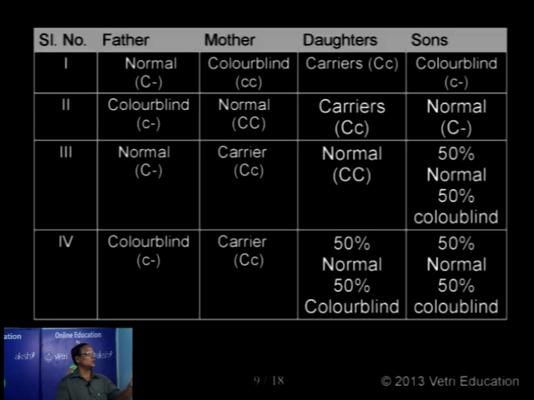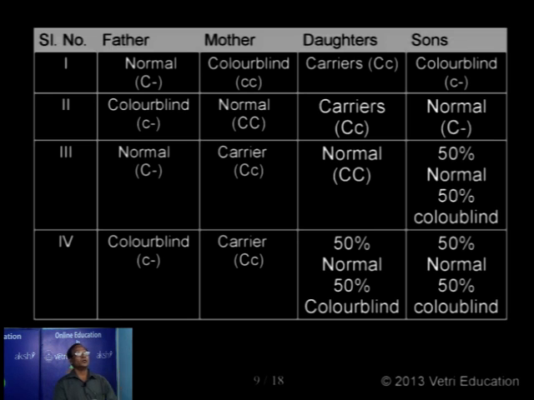Now you take the reciprocal cross. Here the second one, father is colorblind and mother is normal. Here you see again there is contradiction. So always opposite, the son is always opposite. So when father is colorblind, definitely the son will be normal. This is a clue. Father colorblind, son will be normal. Father normal, son will be colorblind.